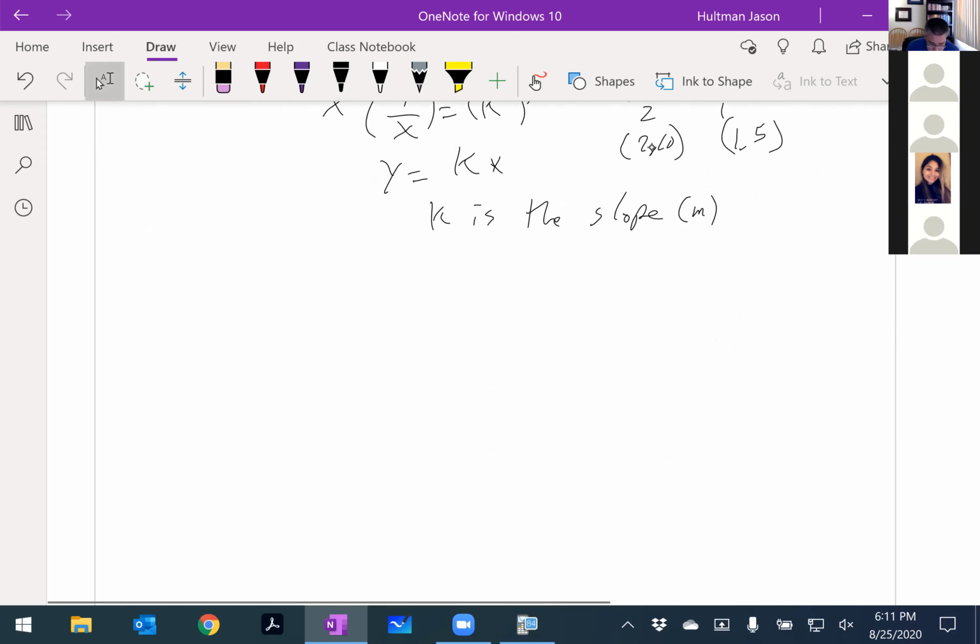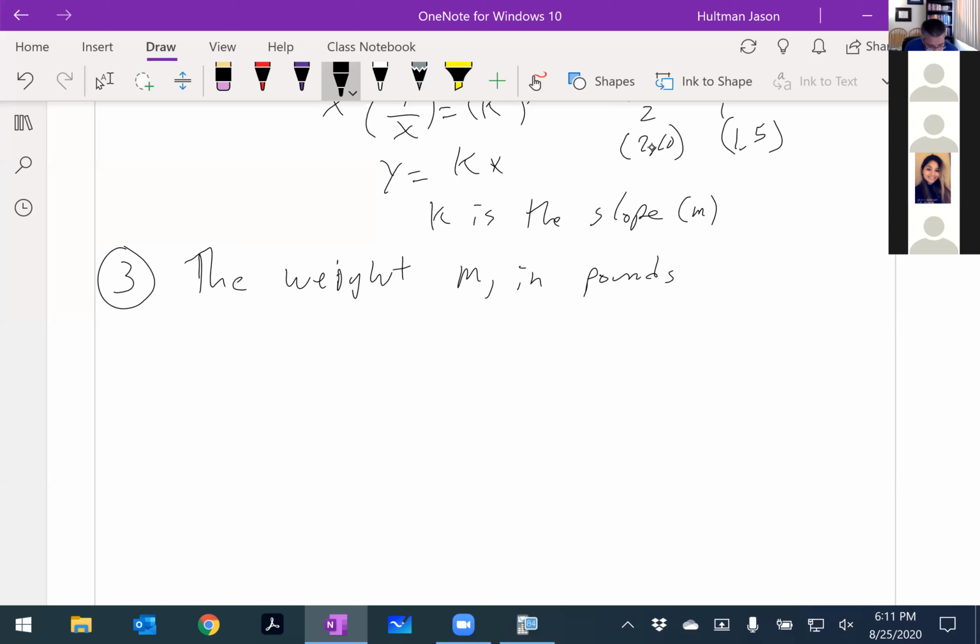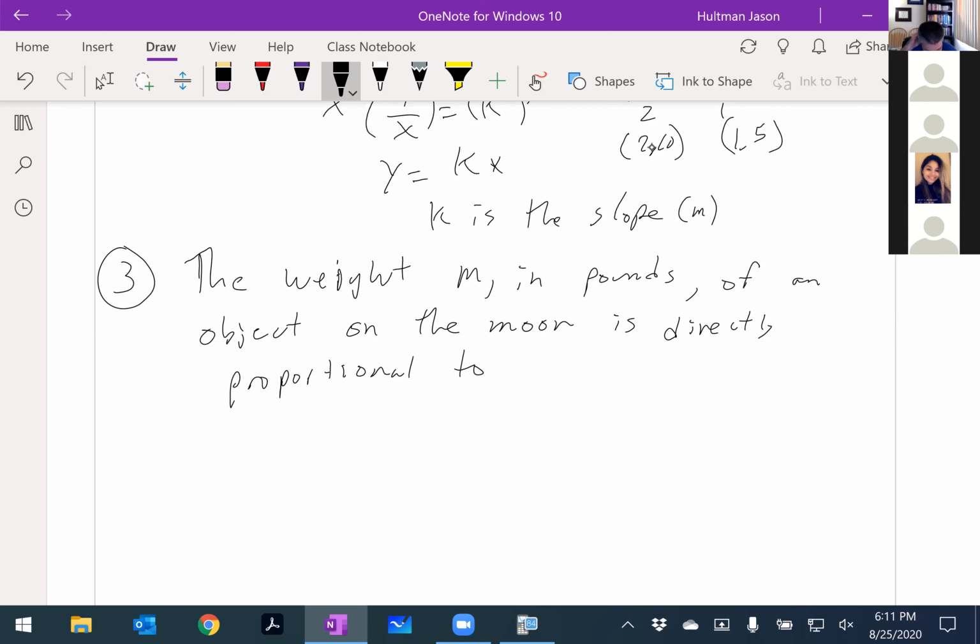Let's do an example with this. Number 3, the weight m in pounds of an object on the moon is directly proportional to its weight E on Earth.